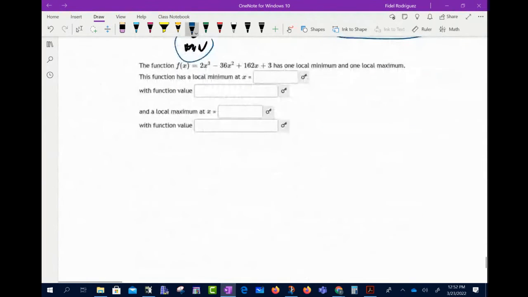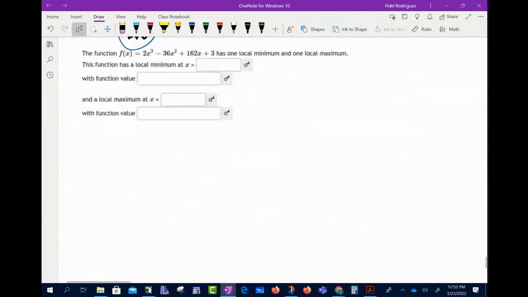So look, let's try the same thing over here. It says the function f of x is 2x to the third minus 36x squared plus 162x plus 3 has one local min and one local max. Okay, so we want to find them. Number one, y'all, we're going to do it like this just so that we know what we've got to do. Let's find f prime of x. So f prime of x is equal to, anybody know what's the derivative here?